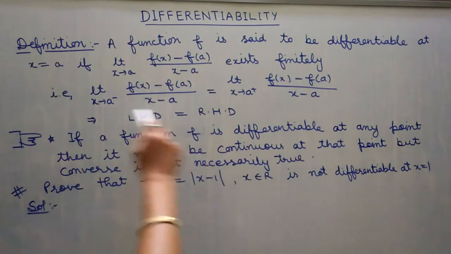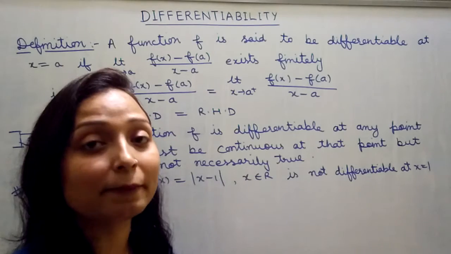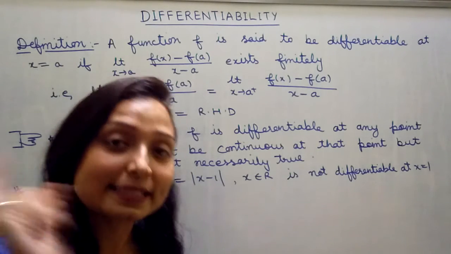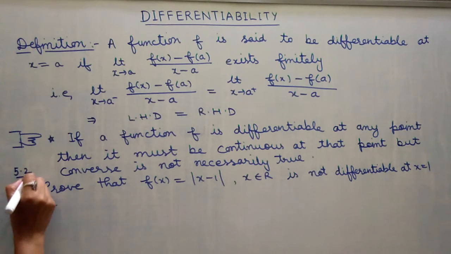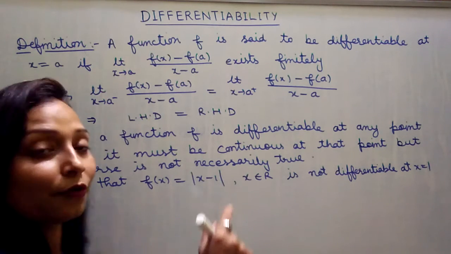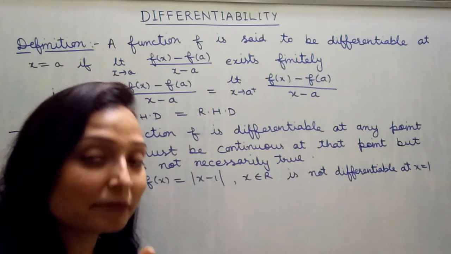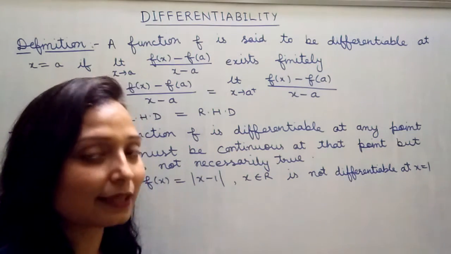Come to the definition of this one. I will explain this definition by using one example, which I have taken from your NCERT book, exercise 5.2, question number 9. For your convenience, I will take these types of questions so that it becomes easy for you to understand the unsolved questions as well.